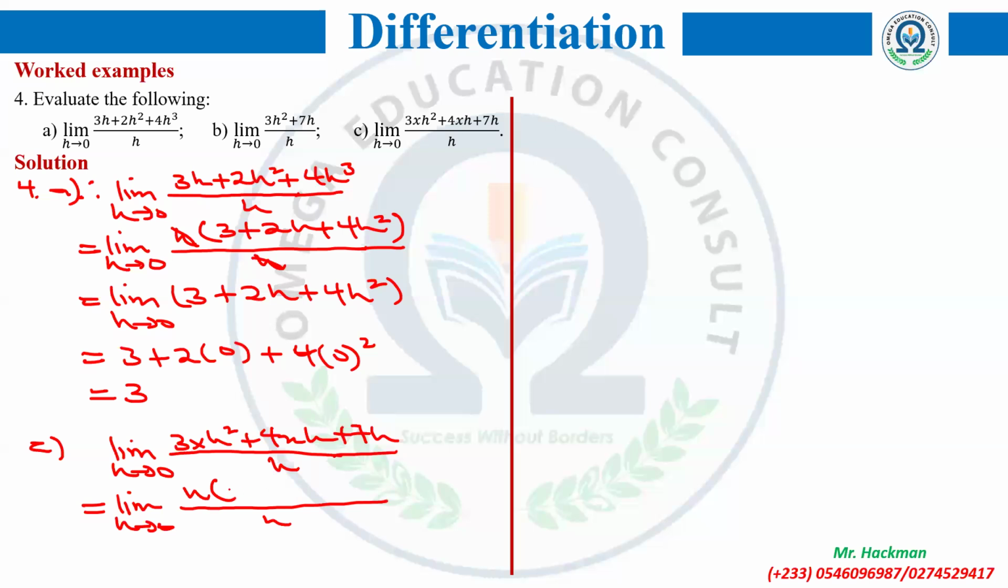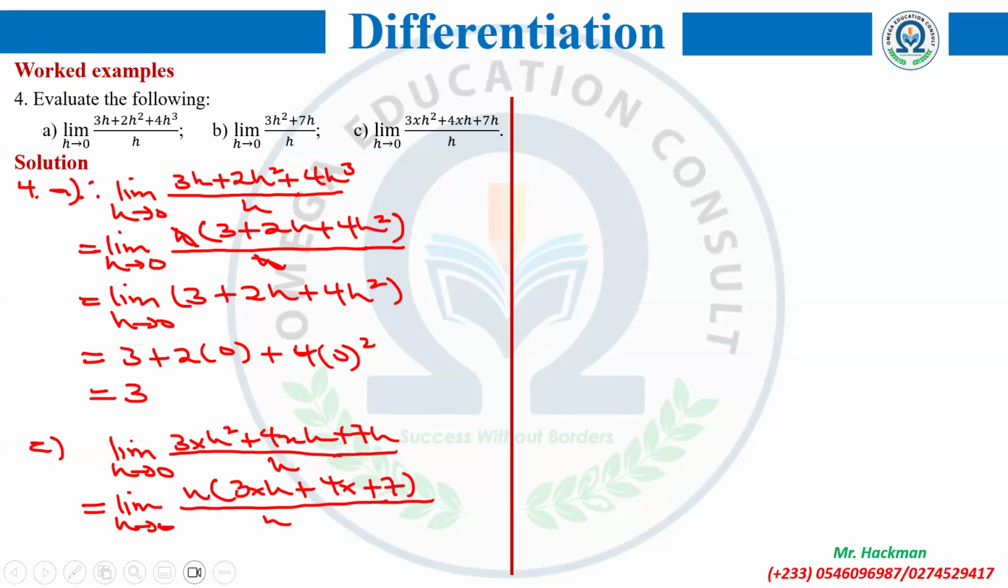Yes, please. Factor out h. What expression will be left in the bracket? Let's go. 3xh plus 4x plus 7. I hope you are all in agreement. Yes, please. Okay, you are doing well.